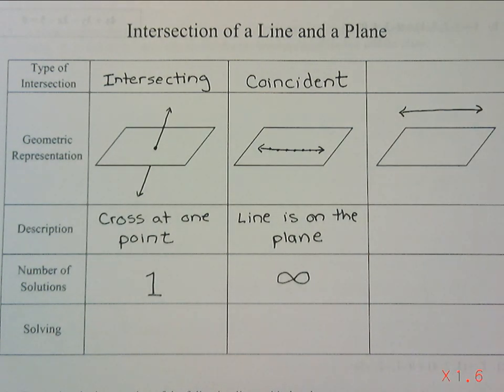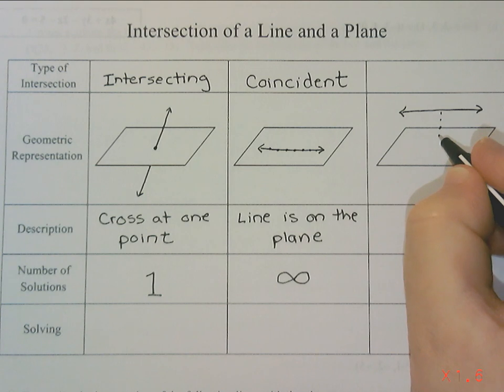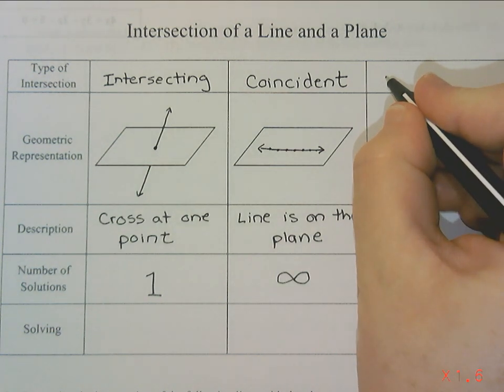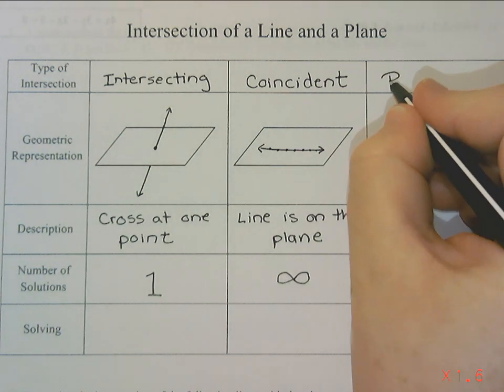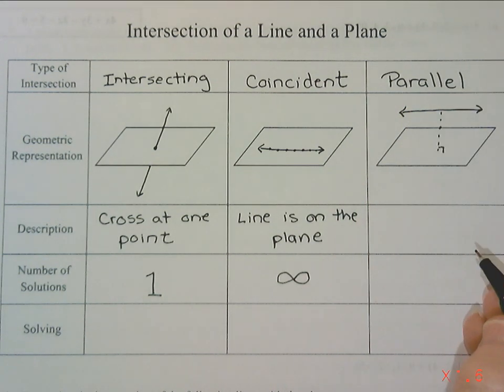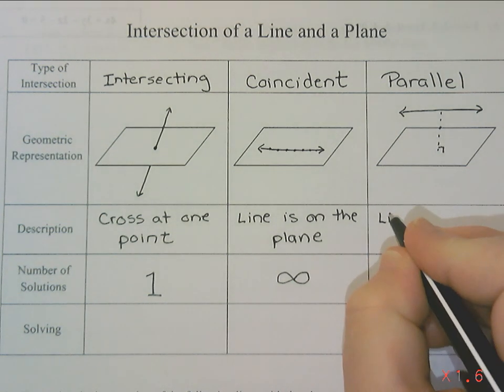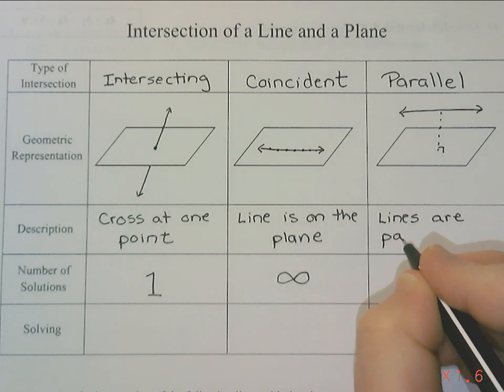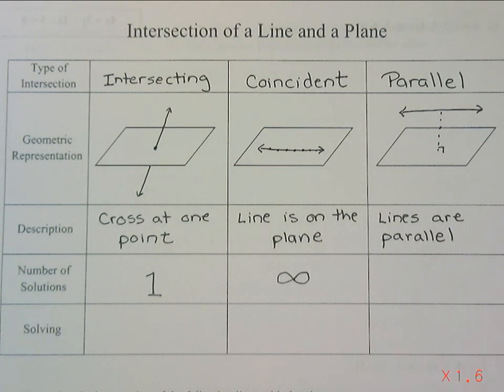To show that they're parallel, we usually put a little dotted line in and a 90-degree angle to show that they're evenly spaced. So if they are parallel, they would have no solution. So I wrote that it was parallel, and my description is that the line and plane are parallel. And they have no solution, so there are 0 solutions.